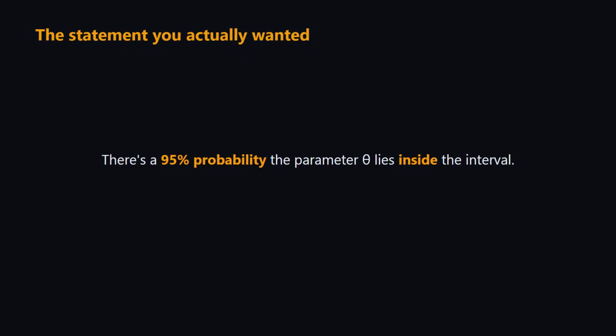And here's the payoff Bayesians love. A 95% credible interval means there's a 95% probability the parameter lies inside it, full stop. That's the direct statement people always wanted, exactly what a confidence interval could not promise.